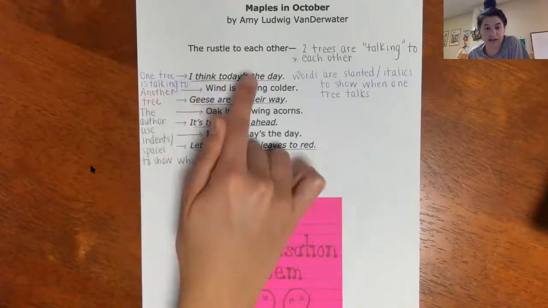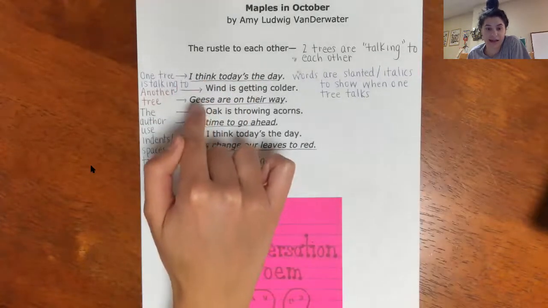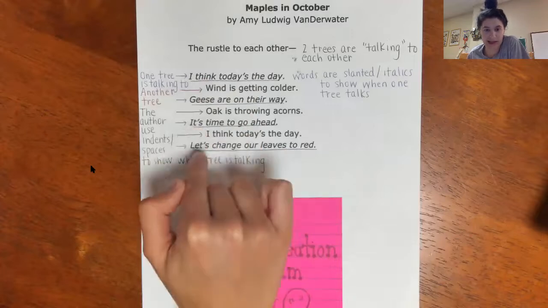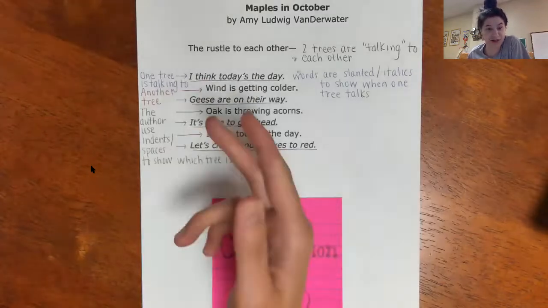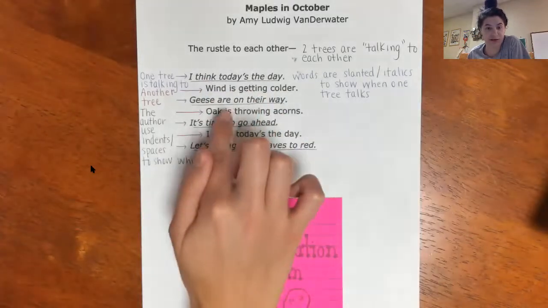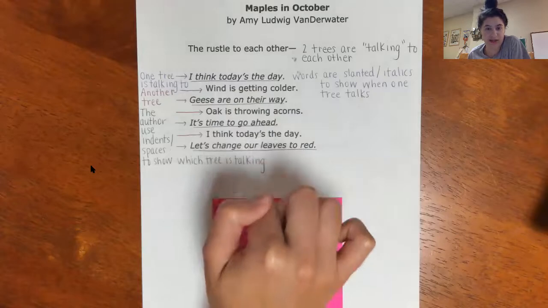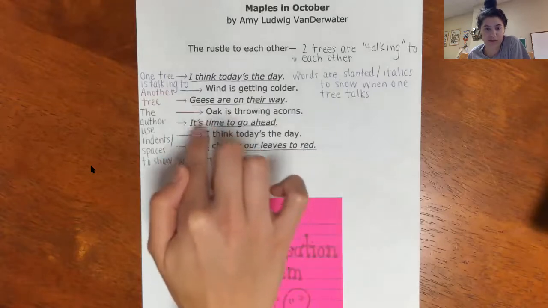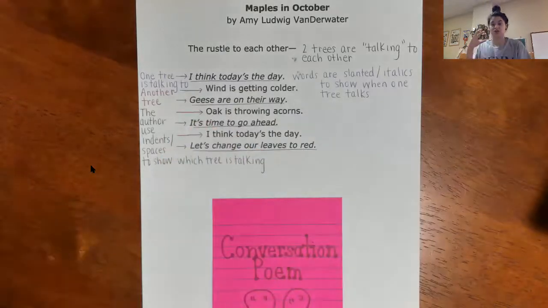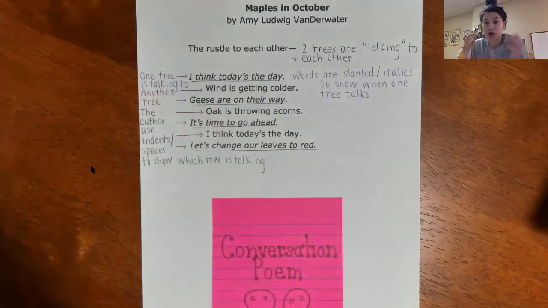The first tree, I think today's the day. He says, geese are on their way. It's time to go ahead. Let's change our leaves. And the other tree is saying, wind's getting colder. Oak, I think today's the day, right? So you see those little spaces. She used those to kind of show the difference between which trees are talking. That's making it a conversation, right? One person talks, then the next.